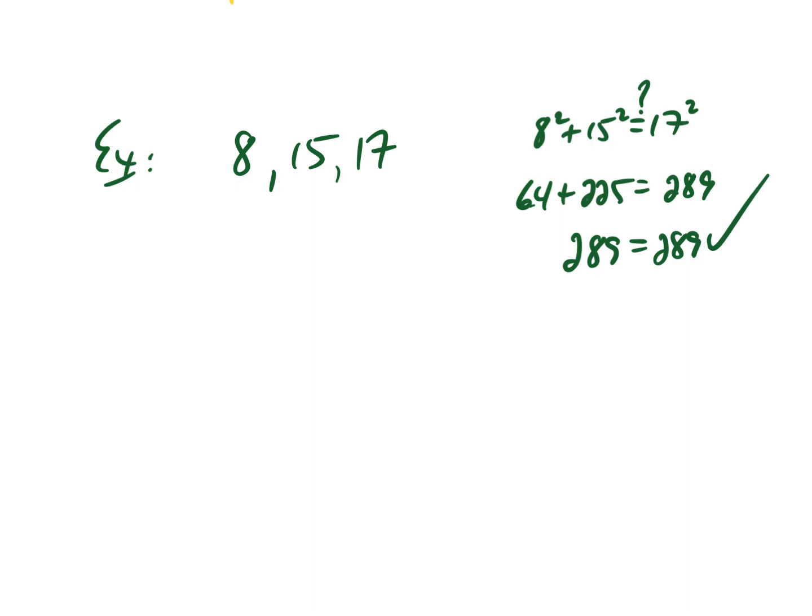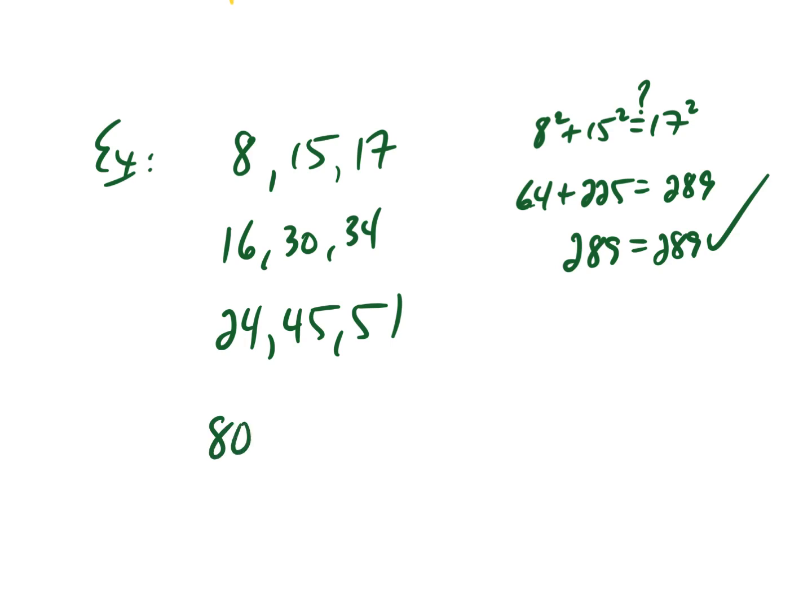And once you find one, any multiple also is a Pythagorean triple. So multiply by 2, or multiply by 3, or multiply by 10. All of those then would be the sides of a right triangle.